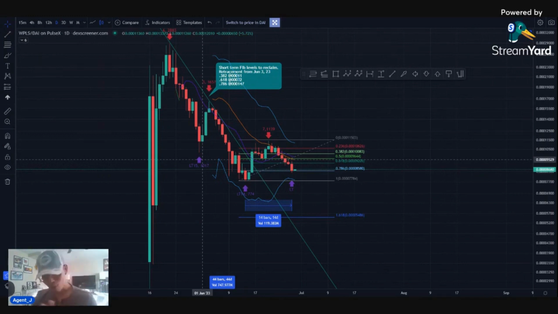But with that little bit of housekeeping out of the way, like I said, I'm going to give you both the bearish and bullish case. Let's start off with the bearish case. So we've already started breaking down towards that 0.786 fib level on the short term. Now, where can price go after this?